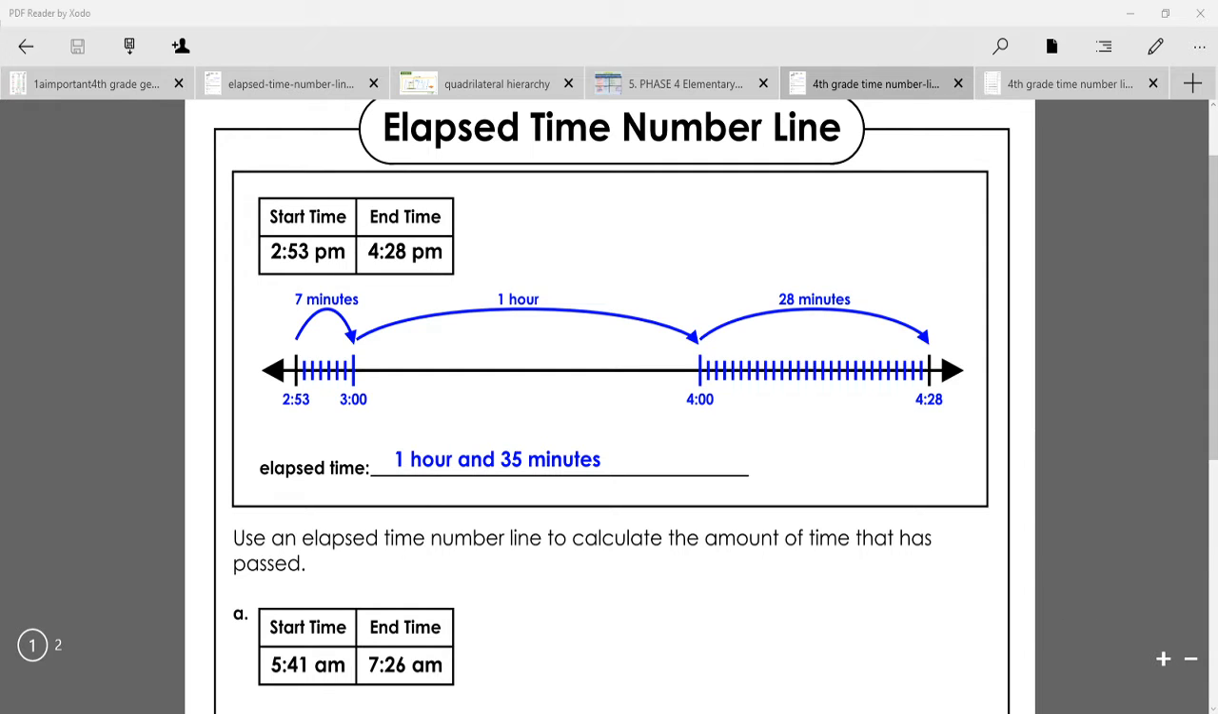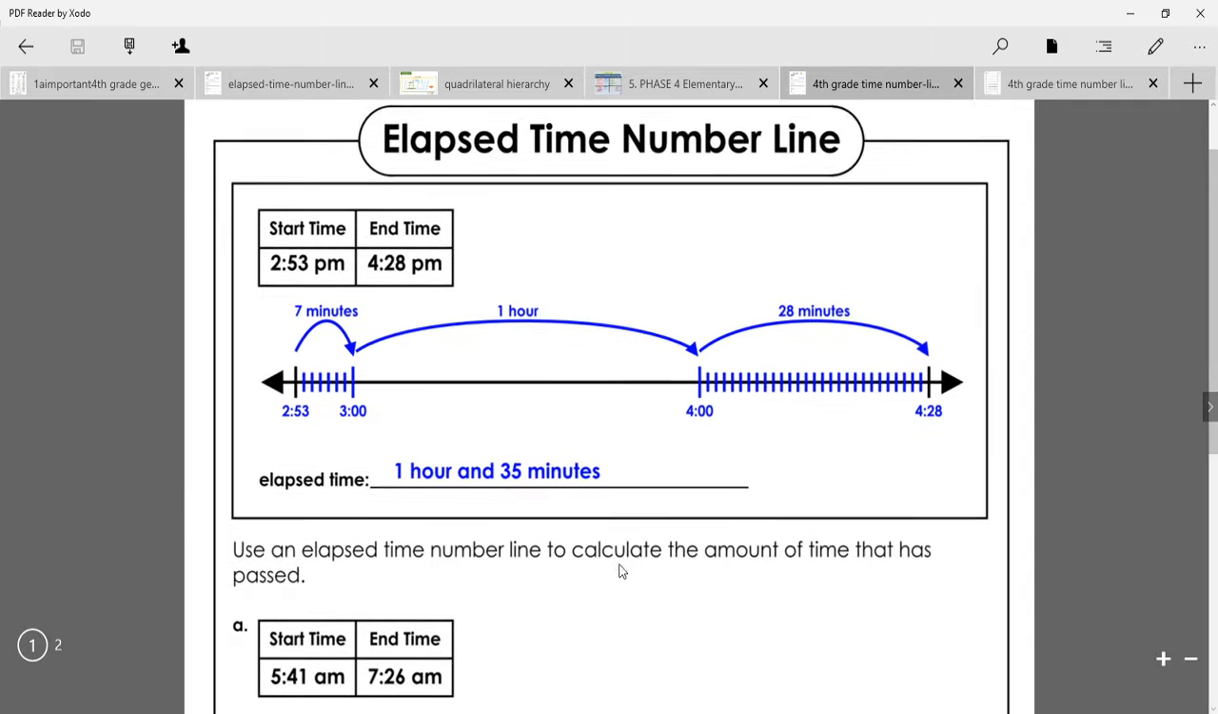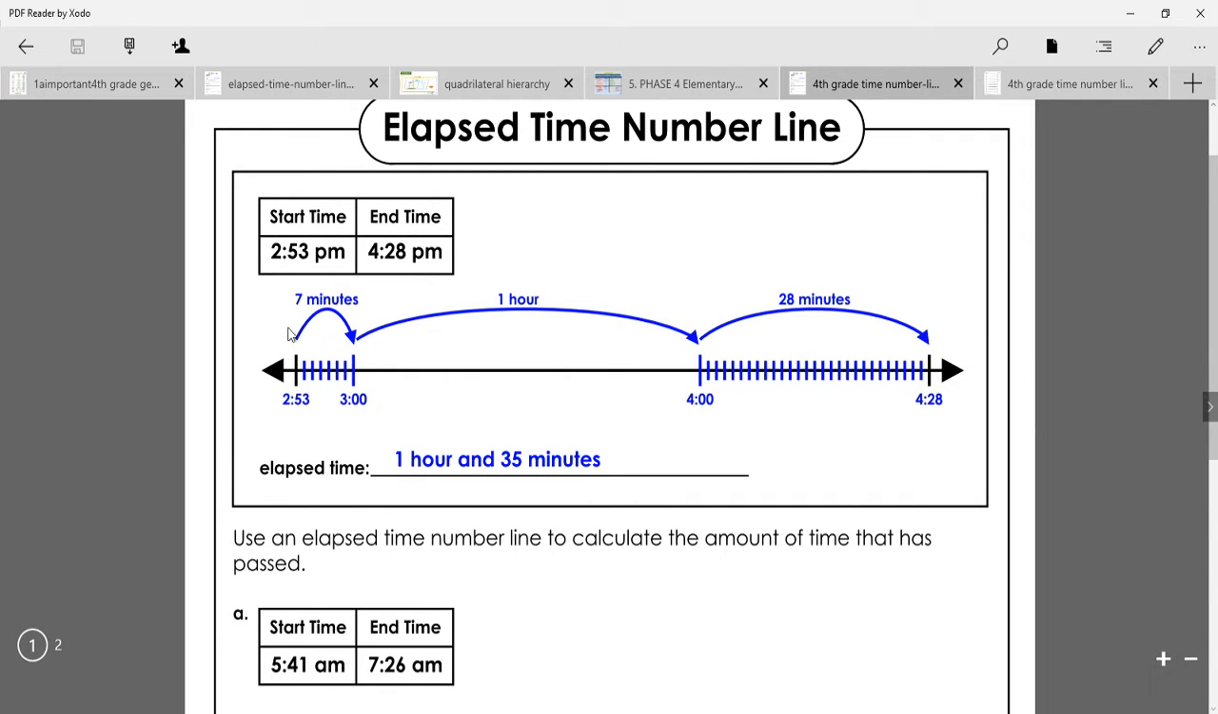Today we're going to go over time and how to find elapsed time, or how much time has gone by. And a number line is a pretty good way of doing it. And basically with a number line, you really want to get to the hours, or do it by hours, and then afterwards do it by minutes. Pretty much you want to hop hours and then minutes, I guess, if that makes sense.